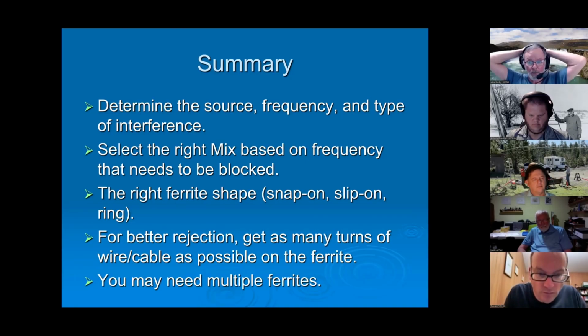You want to figure out what the frequency is, and then the type of interference. That will give you some clues on what you want to buy for the right kind of mix, based on the frequency that needs to be blocked and absorbed. And you want the right shape of ferrite that you purchase, either a slip-on, snap-on, or a ring type of ferrite. Those are the things you need to know before you make your purchase.